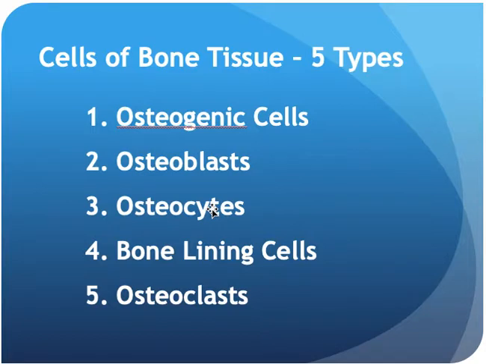Okay, so now we get to the cells of bone tissue. So you have 5 different types of cells. We have osteogenic cells, osteoblast cells, osteocytes, bone lining cells, and then osteoclasts. Okay, and we want to make sure that we know that these are the 5, and we want to make sure we know a basic definition of each of these and what their job and role is.